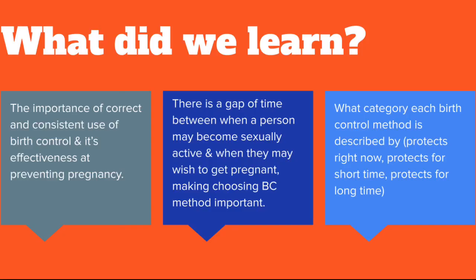So to wrap up class for today, I want to review what we've learned. We learned the importance of correct and consistent use of birth control and its effectiveness at preventing pregnancy. We also learned that there is a gap of time between when a person may become sexually active and when they may wish to get pregnant, making choosing a birth control method incredibly important. And we also learned which category each birth control method is described by.